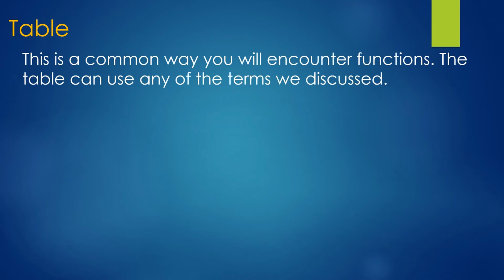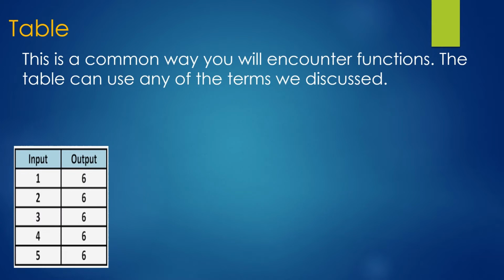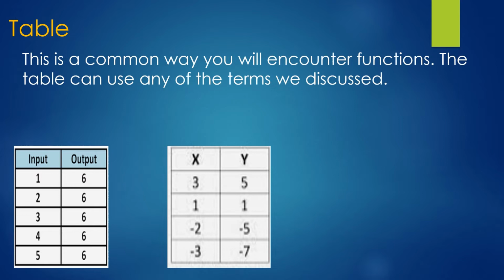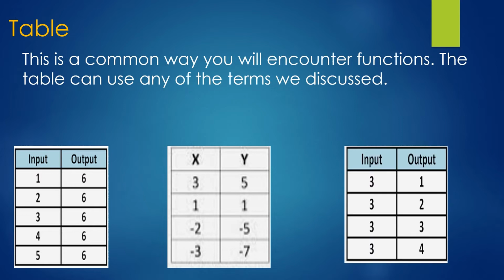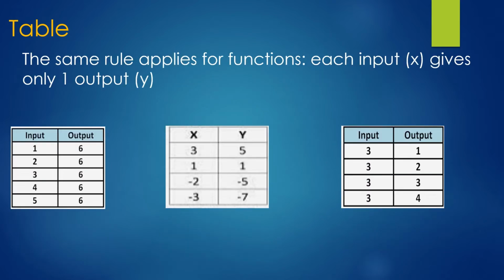This is a common way you're going to encounter functions. The table can use any of the terms we discussed: inputs, outputs, x, y, domain, range. For this example, it says inputs and outputs. We have x's and y's, or again, inputs and outputs. The same rule applies for functions. Each input x gives only one output y.